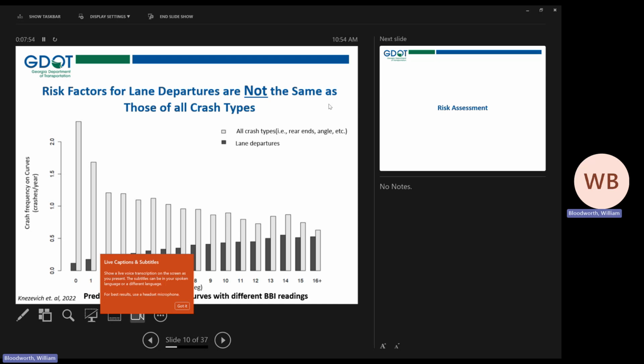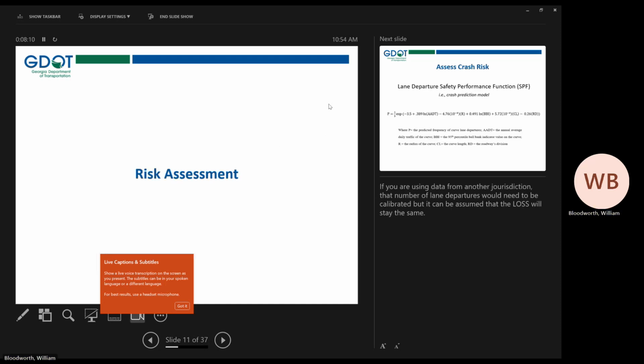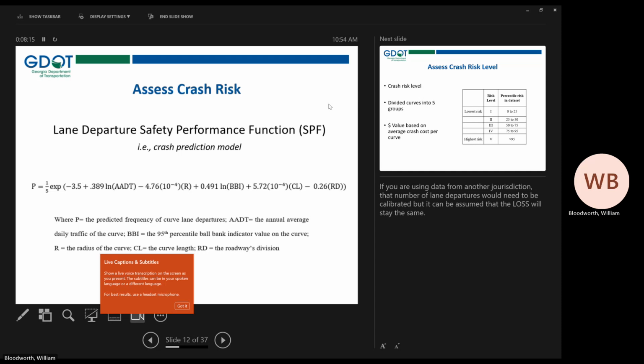But as that ball bank indicator reading gets higher, the curve's getting sharper, catching people off guard a bit more. That gap closes. The vast majority of all those crashes become roadway departures, and ball bank indicator shows a really strong relationship with those. So moving on to the risk assessment we did in our analysis.